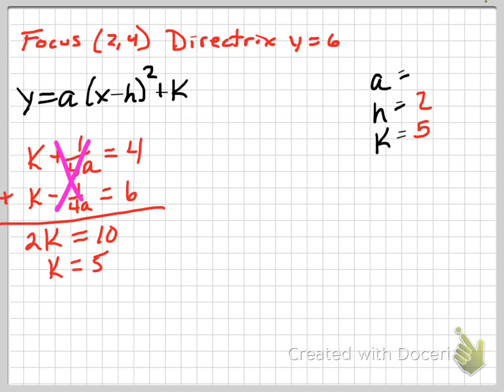How would I solve for a? How would I figure out a? Anybody have any ideas? Yes, that's right. We would take our 5 that we just found and put it in for k. And then our job would be to get the a by itself using our algebra skills. So I would subtract 4.